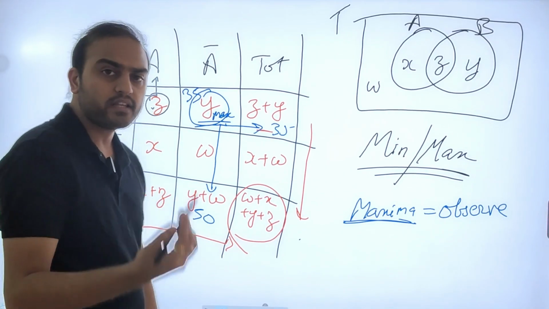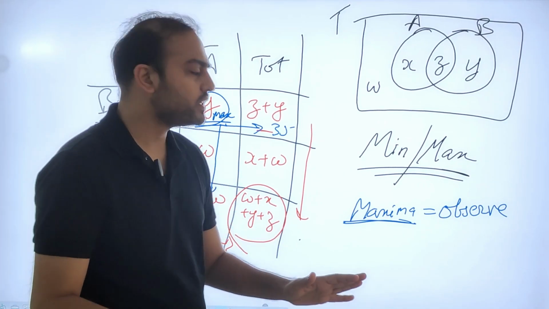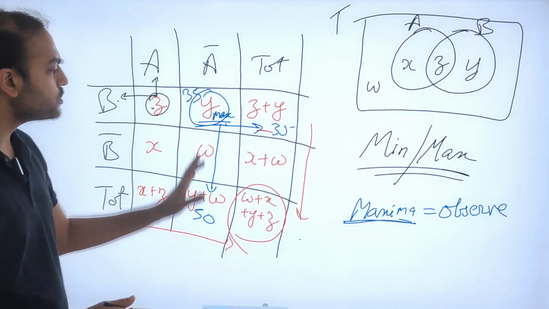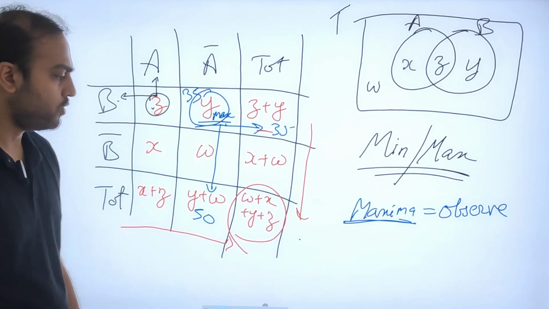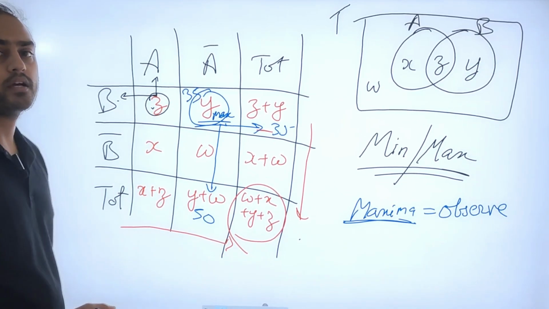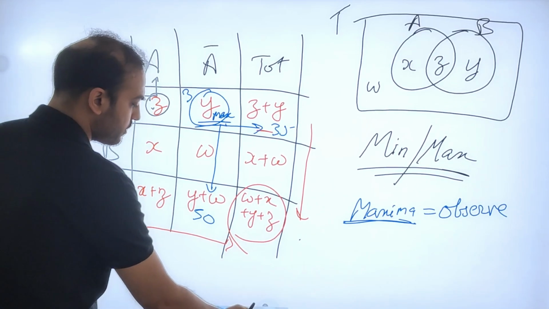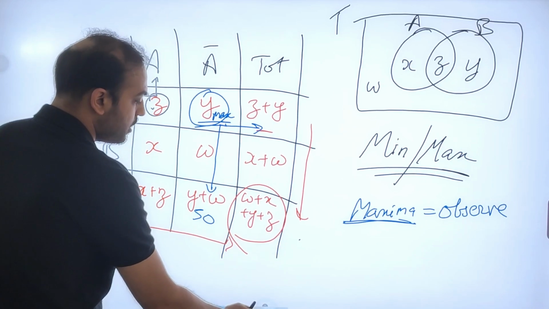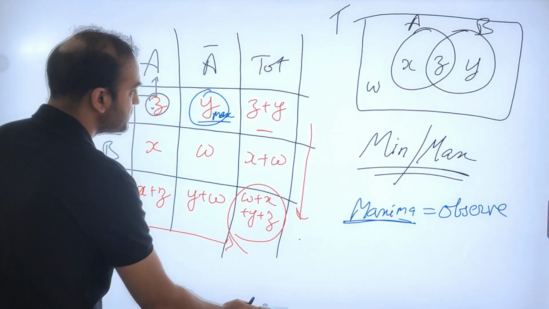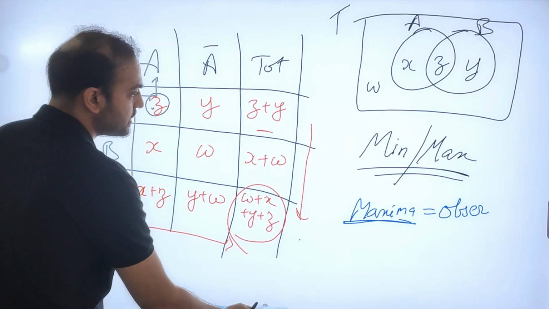So finding the maximum value is very simple in this matrix table. All you have to do is observe the values. You observe and you get the answer. We'll be solving questions, so you will understand how to apply this in a much easier manner.